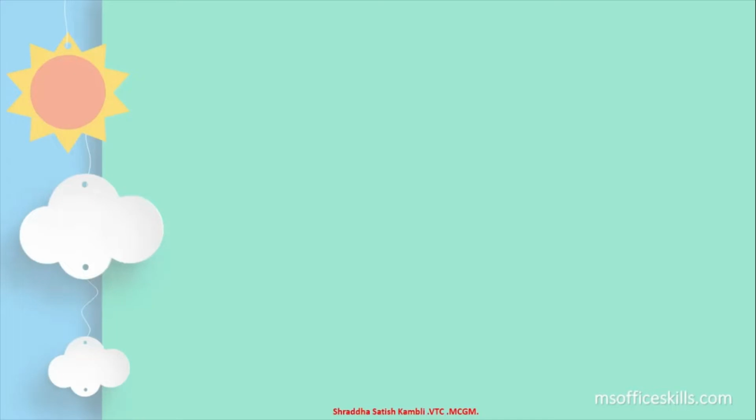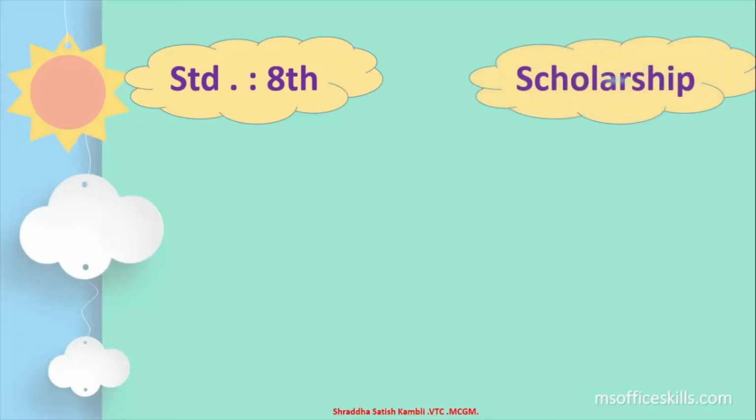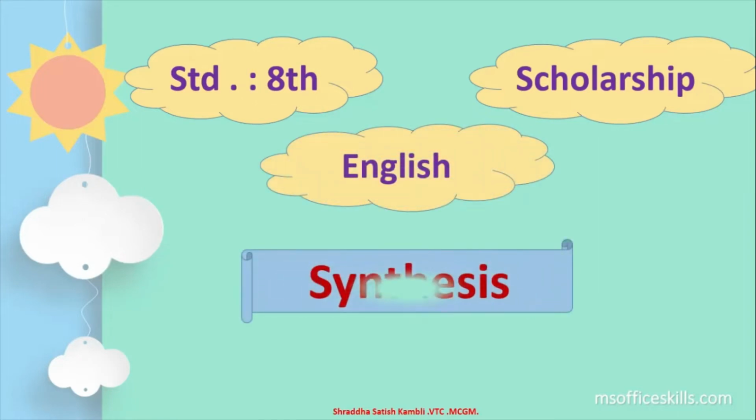So children, let us continue with what we were doing last time in Standard 8th, Scholarship. Do you remember? We were doing a lesson in Scholarship English. And what was the name of the lesson? It was lesson number 3.7 from your scholarship textbooks. That is, we were talking about synthesis of sentences.